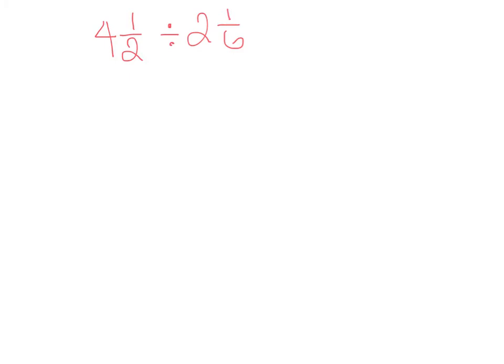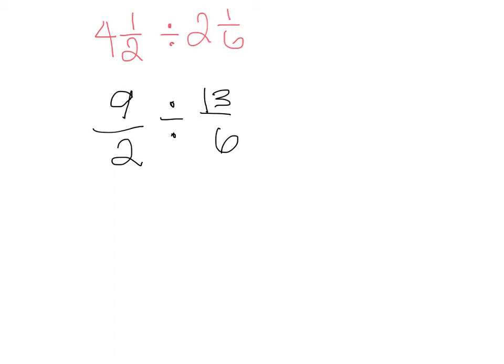Alright, so our next example is 4 1/2 divided by 2 1/6. And as always, when we have mixed numbers, we need to change them to an improper fraction. So 4 times 2 is 8, plus 1 is 9. So 4 1/2 is 9/2, being divided by 2 times 6 is 12, plus 1 is 13/6. So this is what our fractions being divided would look like once you have them in the improper form.